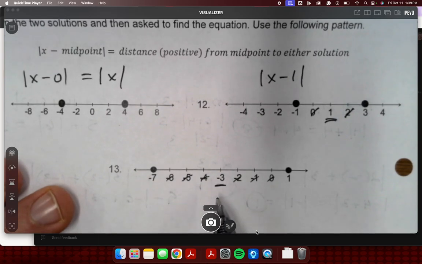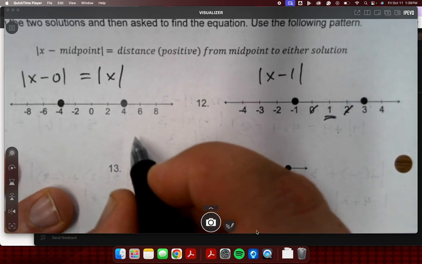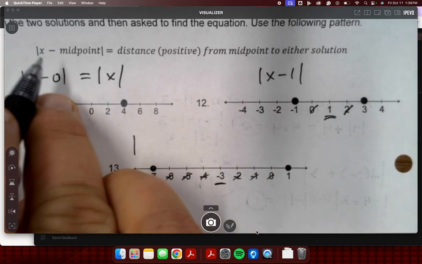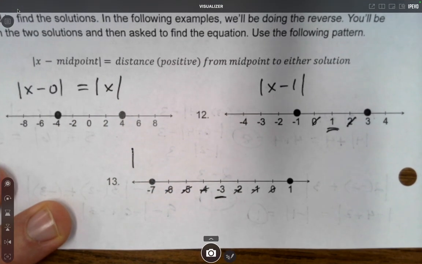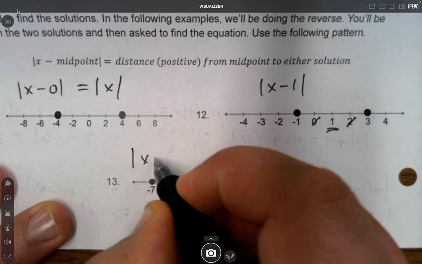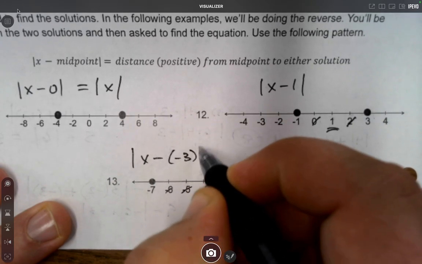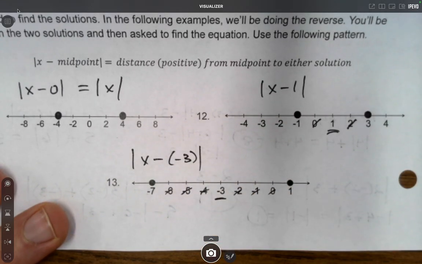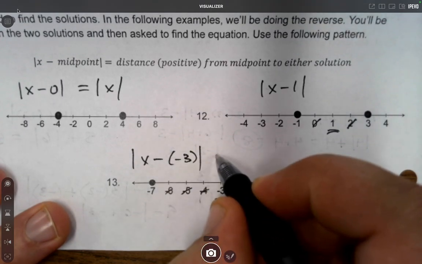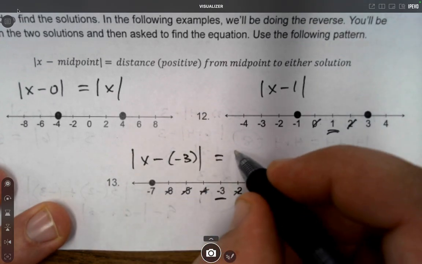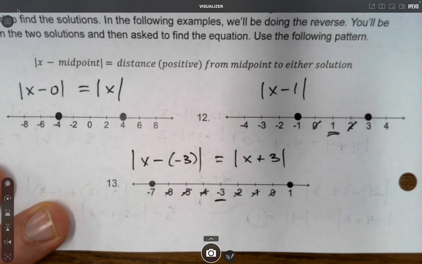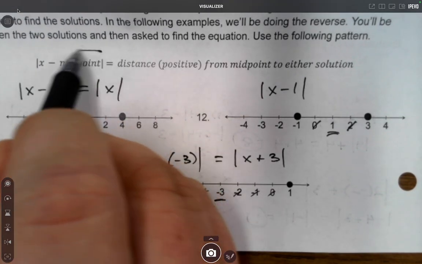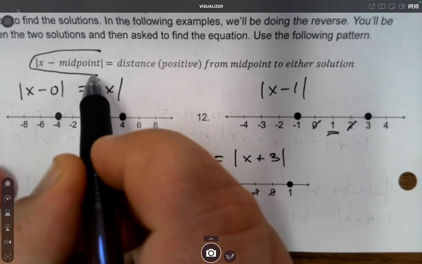And for this one, we found it's -3. So watch carefully. We're always subtracting the midpoint. So we would do x minus -3. Now, you really should not leave the answer that way. It's best to go ahead and say, well, minus a negative is the same as plus a positive. So we'll do absolute value of x plus 3. So we've completed this part of the problem.